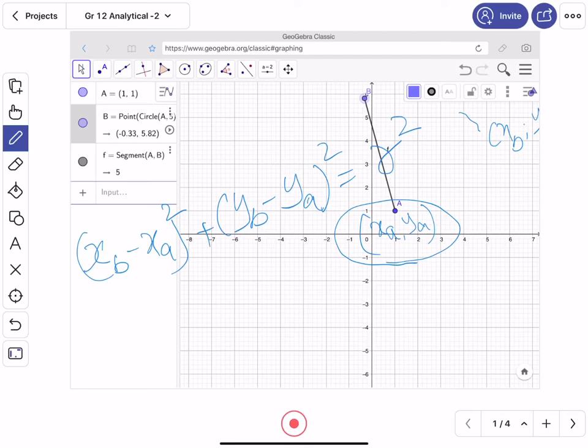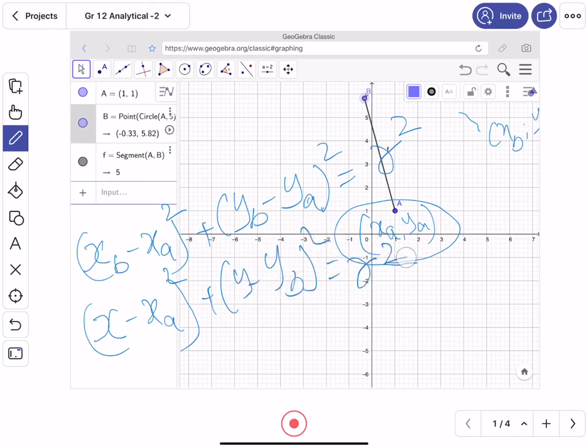So if my center of the circle is XA, YB, then X minus XA, the whole squared, plus Y minus YB, the whole squared, is equal to R squared. This is the general equation of a circle.